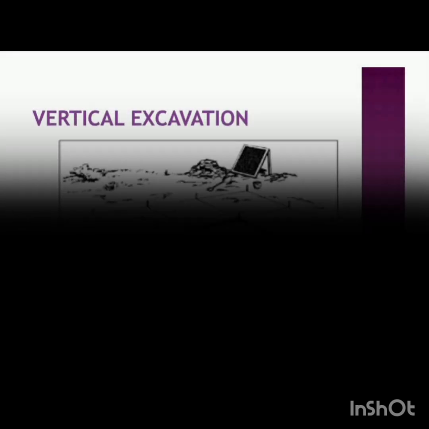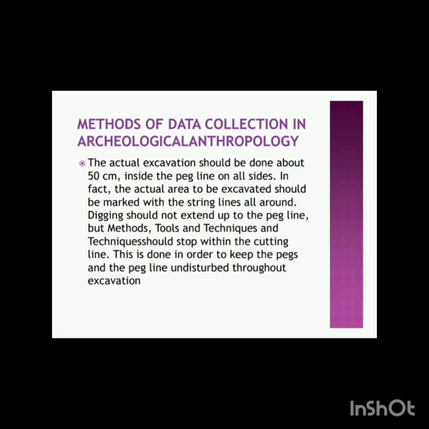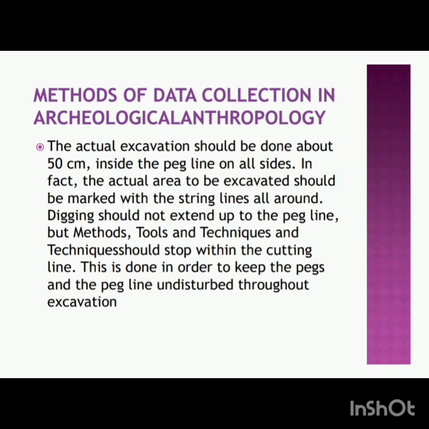Here is the picture of vertical excavation. The actual excavation should be done about 50 cm inside the peg line on all sides. In fact, the actual area to be excavated should be marked with string lines all around. Digging should not extend up to the peg line, but methods, tools and techniques should stop within the cutting line. This is done in order to keep the pegs and the peg line undisturbed throughout excavation.